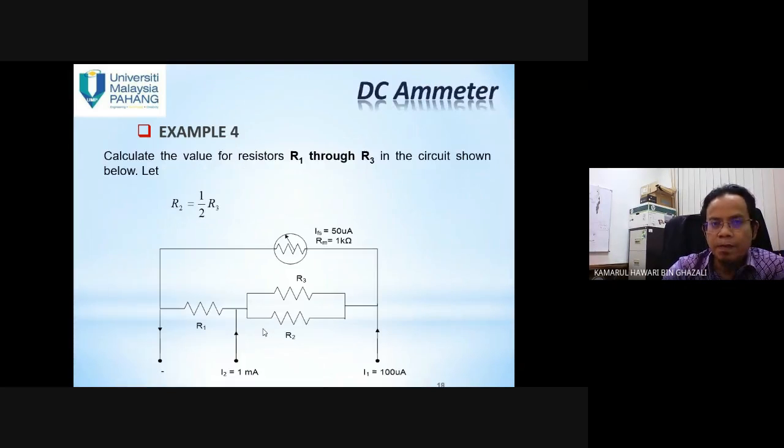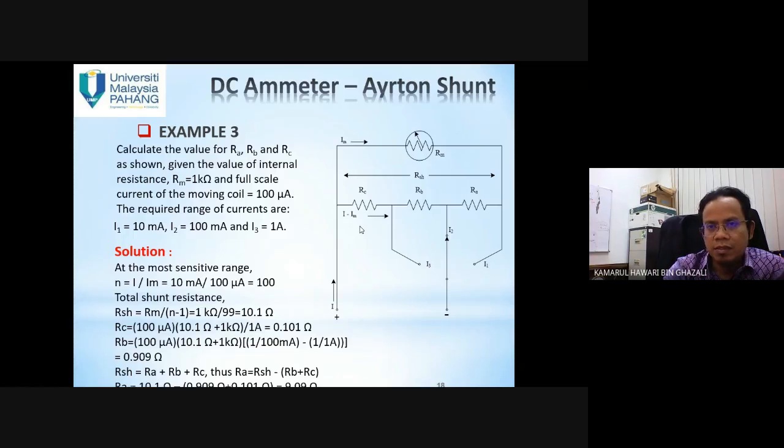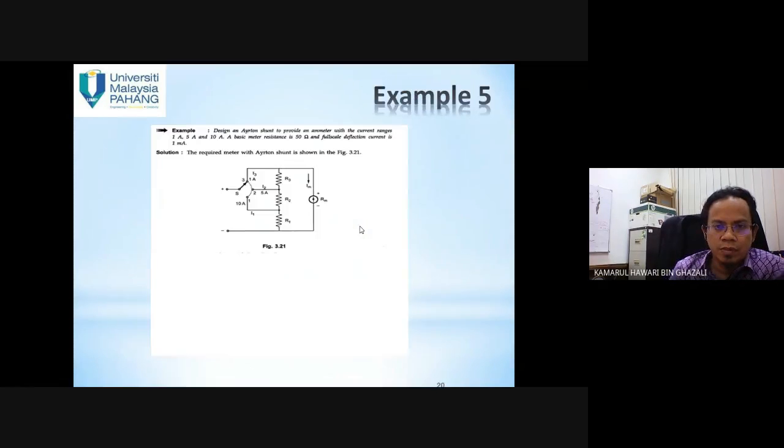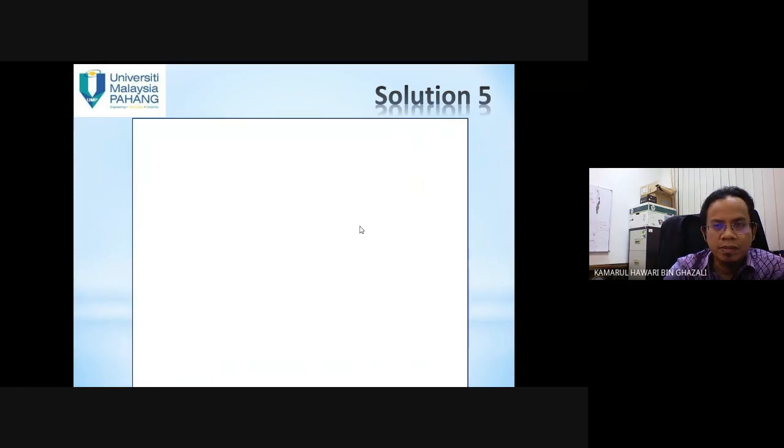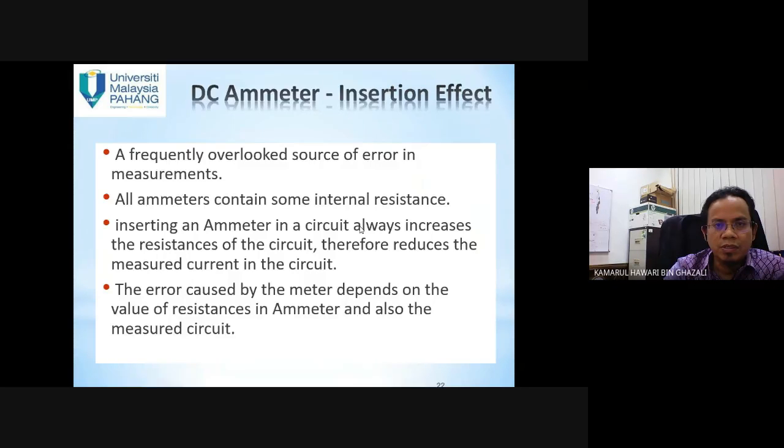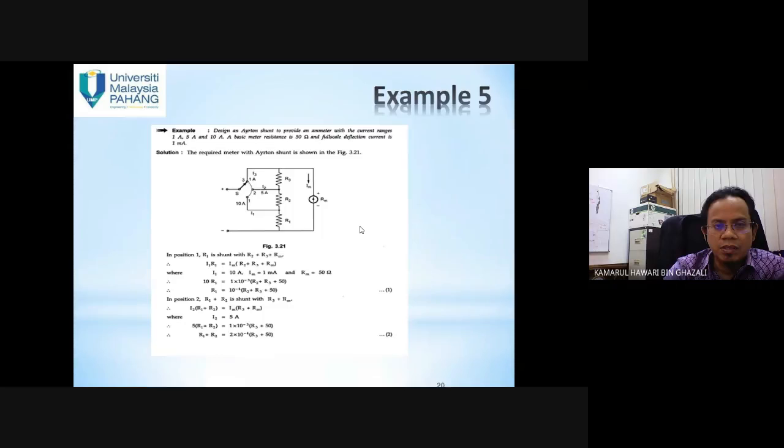Okay, so this is the next example. You can try by yourself to calculate the values of resistances R1 through R3 in the circuit shown below, with the Ayrton shunt as well. So this is example 5. In your free time, please try this example and try to understand all the equations used in the example.